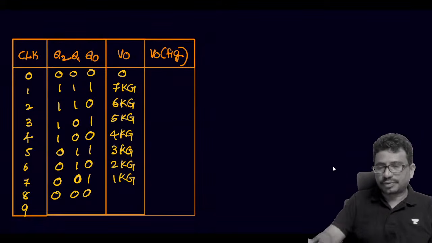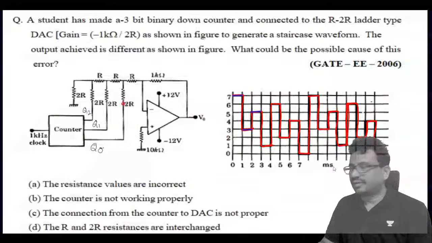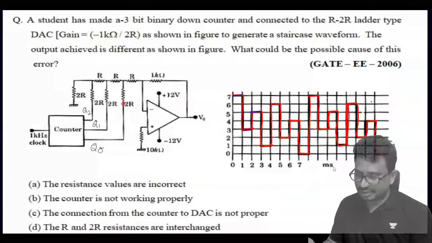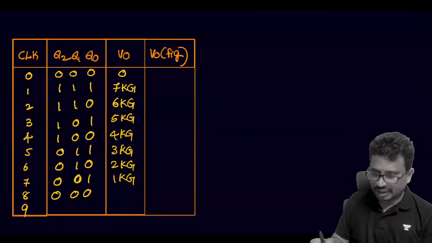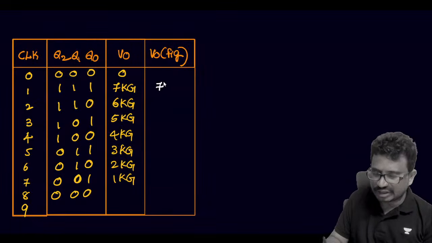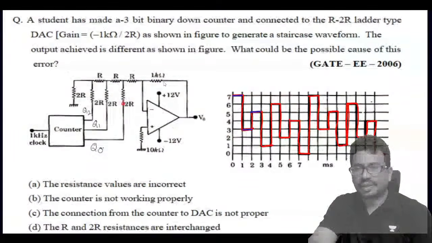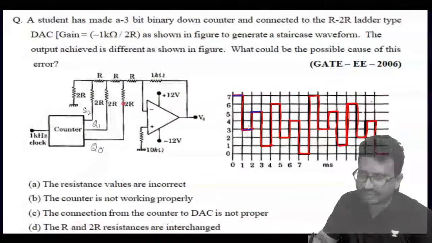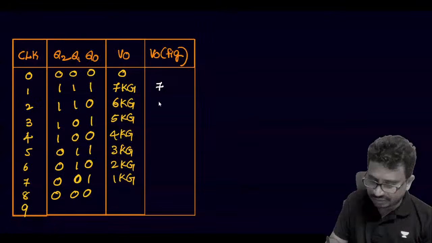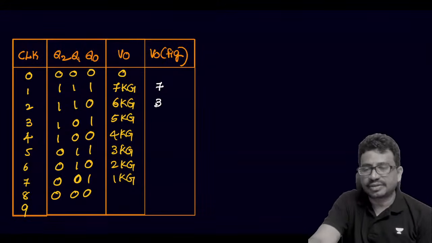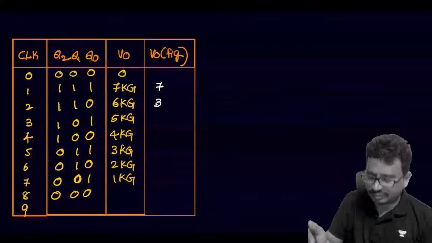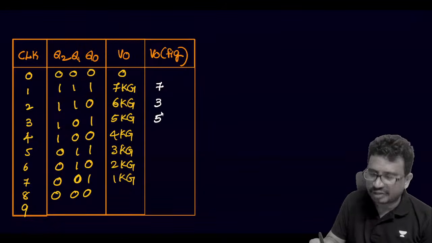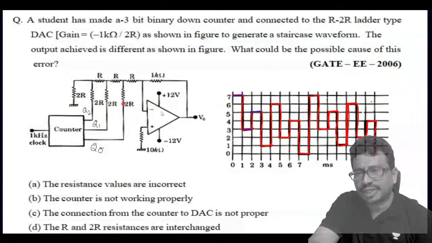Now for the figure, tell me first: the first clock we have a 7. Given this, you can find this as 7. Next, the second clock we have a 3. Here we are getting it as a 3. Next we have a 5. Next we have a 5 only. Next we have a 1.